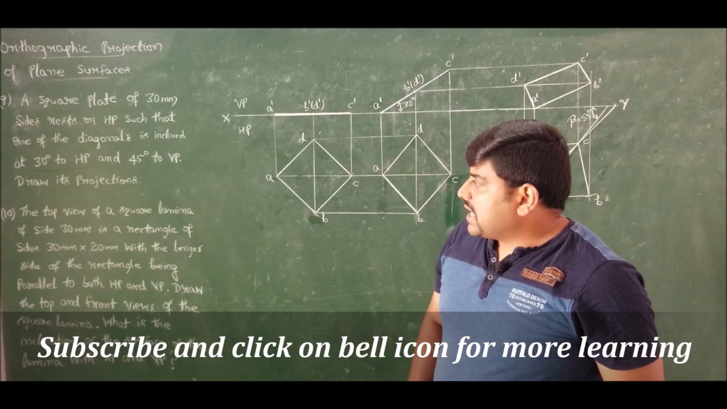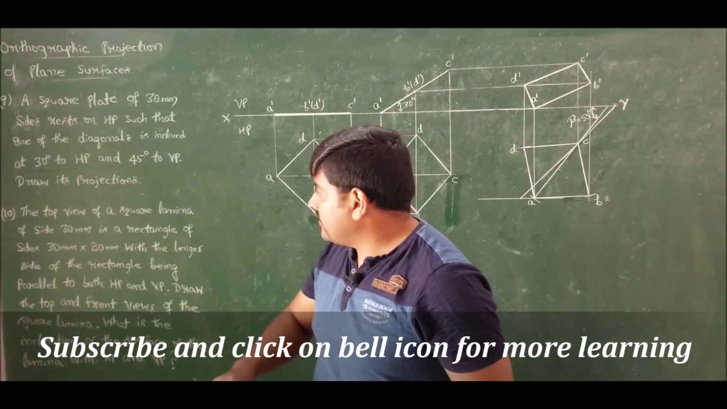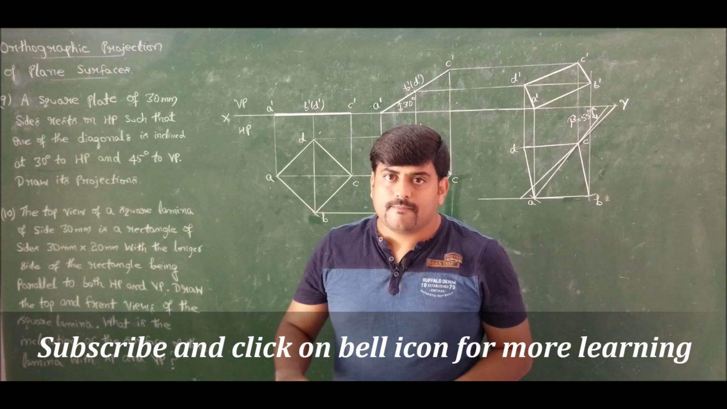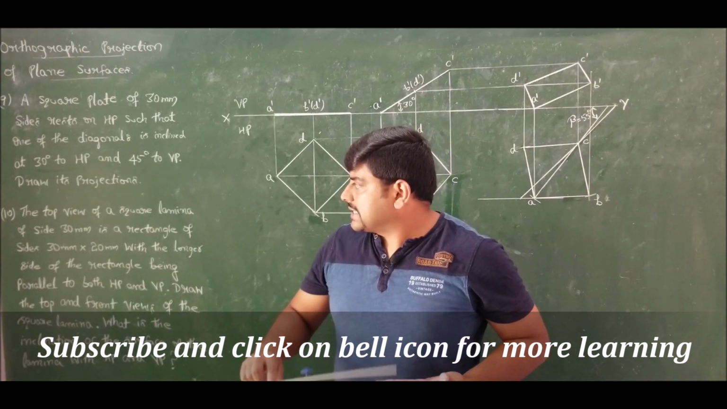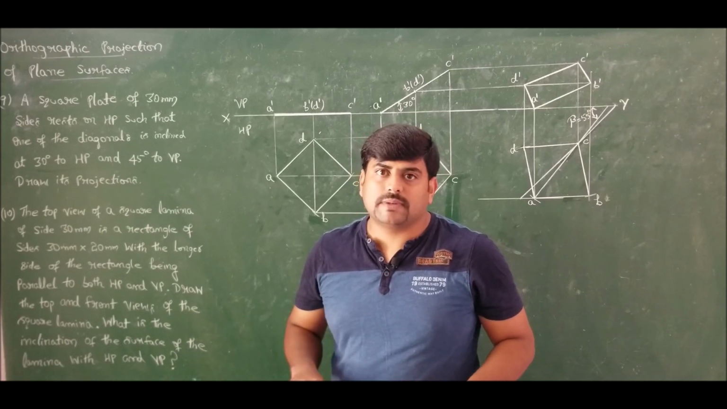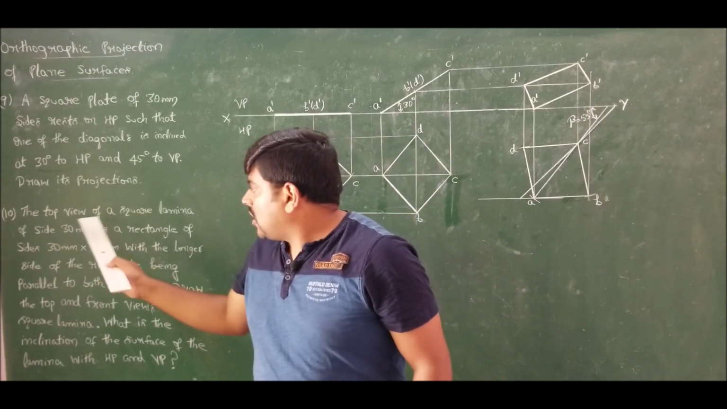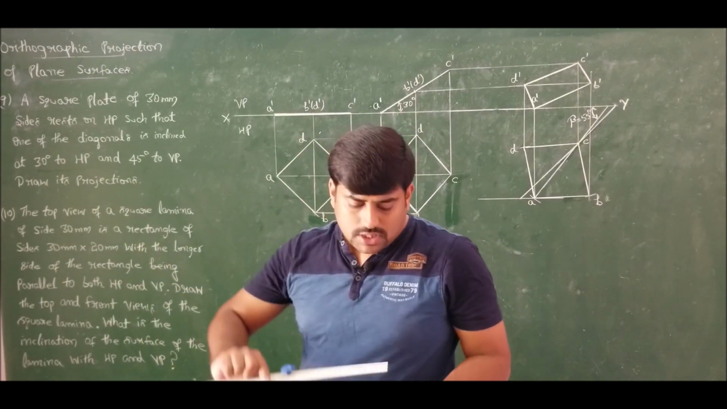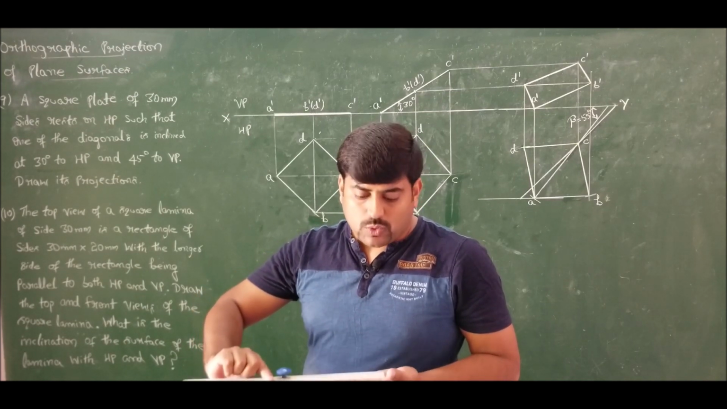The top view of a square lamina of side 30 mm is a rectangle of side 30 mm cross 20 mm. So what we have initially is a square lamina. Its top view looks like a rectangle of 30 cross 20 when it is inclined at a certain angle with respect to the horizontal plane. Now let us solve this problem. The top view of the square lamina is 30 mm. So it is resting on HP. Therefore the top view of the lamina is a square of 30 mm.